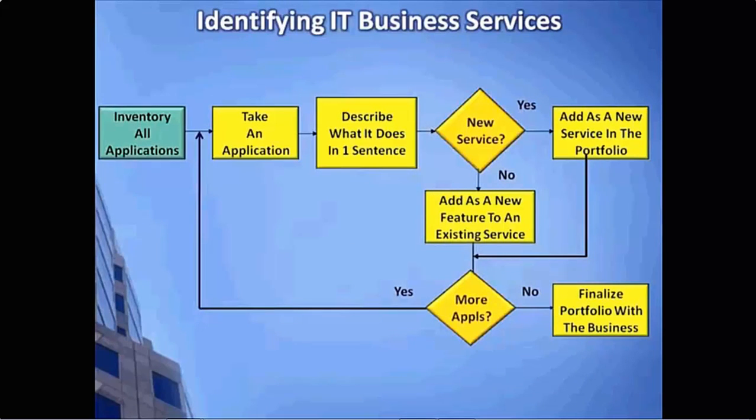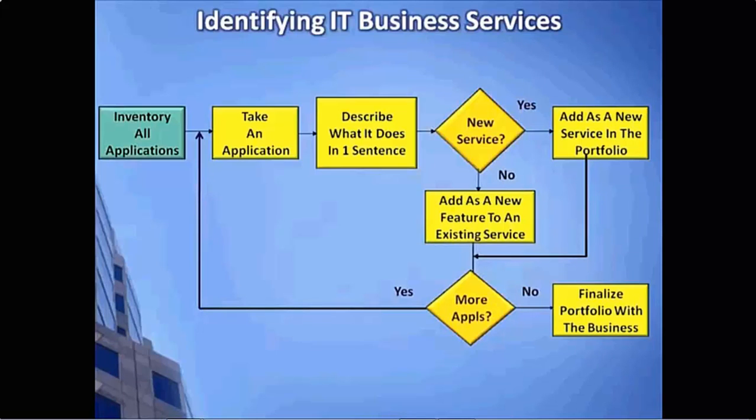Then decide based on that, is that a new service, or if it's not, is it a feature of an existing service? A lot of times application pieces and parts are features and functions of a service, not an entire service in themselves. So classify it as one or the other, then go to the next item in the list and keep working your way down the list until you're done. At the end of this, you'll have a good understanding of all the business support services that your organization is probably delivering.